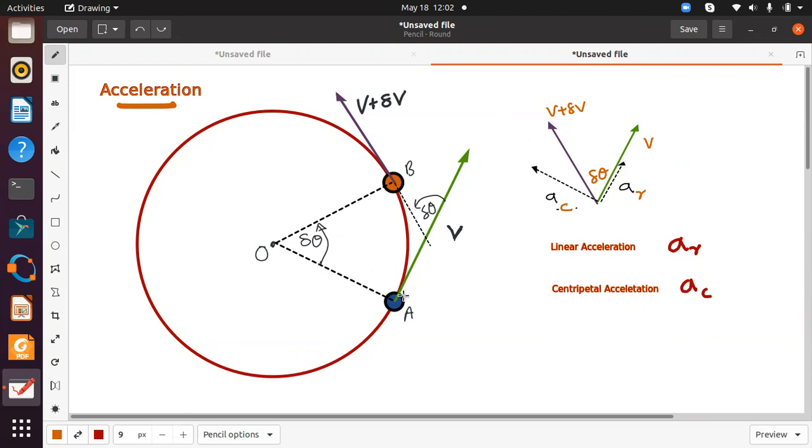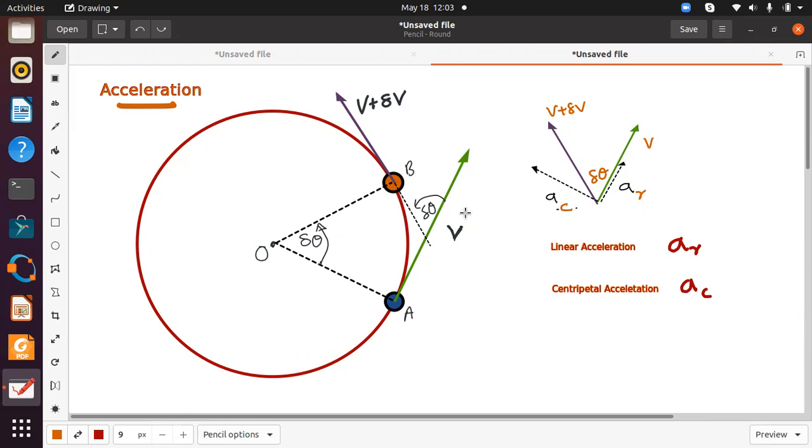Now, at position A, the velocity is v, where v is the speed, and this is the direction. When it is at position B, the speed is v plus delta v. We analyze the general situation, so that's why I changed the velocity here. If it were uniform velocity, this would be an easy derivation. And this direction is the direction of the velocity. This is the speed, this is the direction.